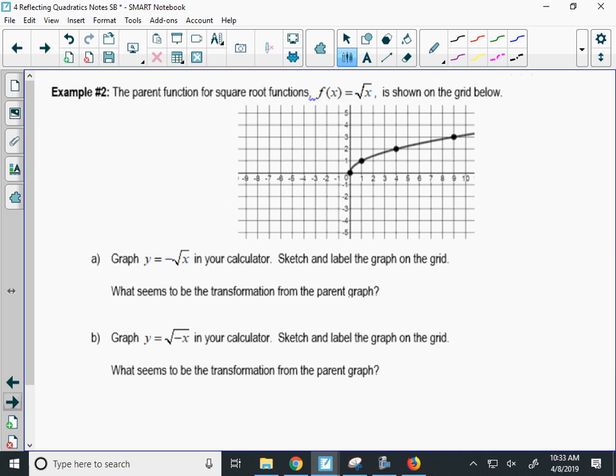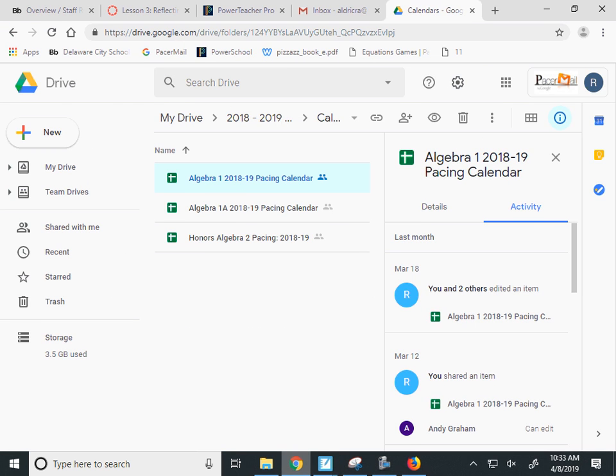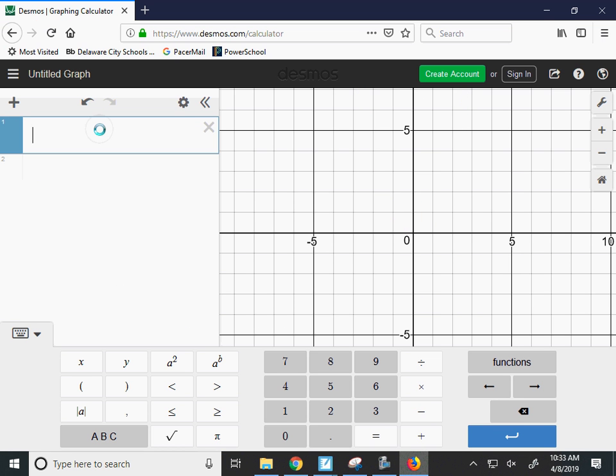All right, now let's take another look at a different graph here. We'll talk about square roots in a different unit, but at least this helps us visualize things here. So we have the graph of square root of x, that's the parent function. Let's graph negative square root of x on Desmos. Oops, that's not what I want. Right, so here I'm going to graph negative the square root of x.